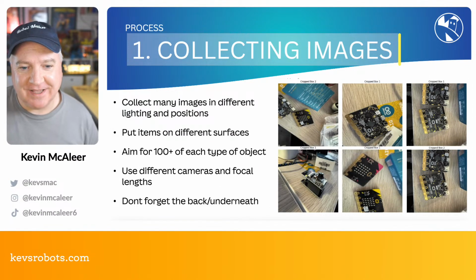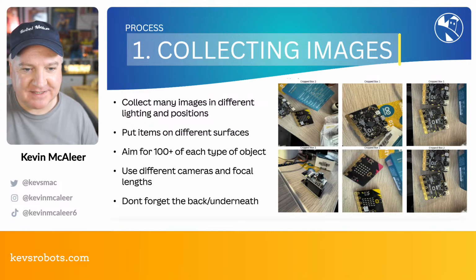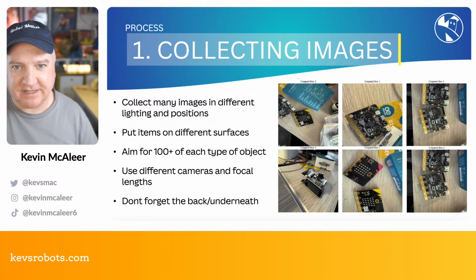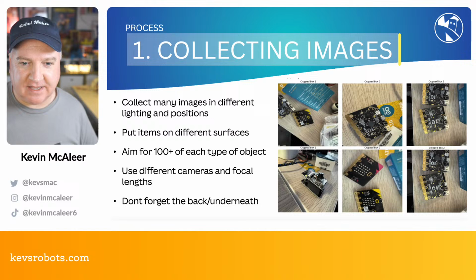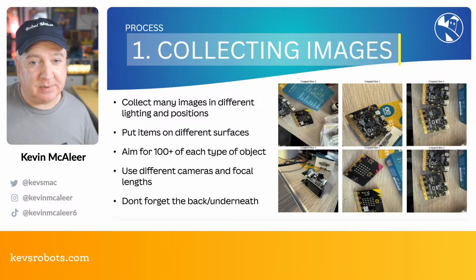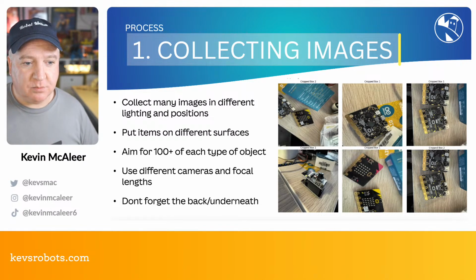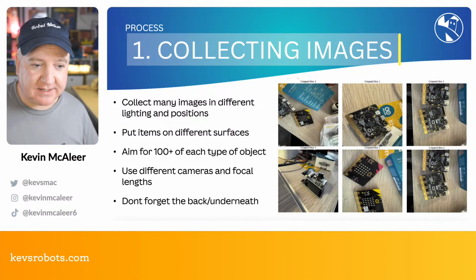So first thing we need to do, here's a bunch of BBC micro:bits that are on my desk, and you can see there I've taken them from lots of different angles, lots of different camera focal lengths, things like that, different lighting conditions. These ones have all got the same background on the same desk, so I need to take them and put them in different places to supplement that and make the model even better. So the more that you can take, the better. You need to at least aim for 100 images of each object.